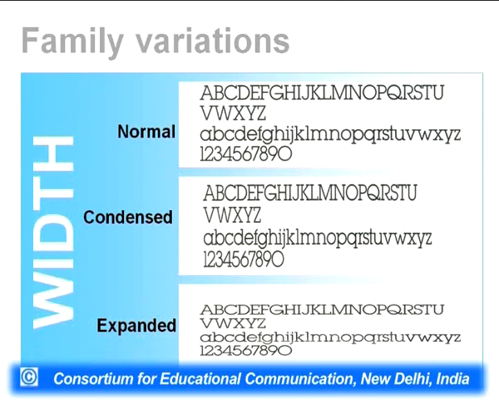Width, how much expanded it is. Width, from left to right, how much it is. It is a normal width. Normal is like when you find a normal person, and if it is a fat person, then it is expanded. Or if a person is thin, you can call it condensed and compressed. So that is the way you can identify the width.